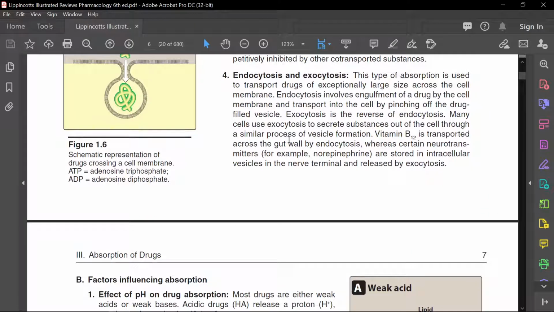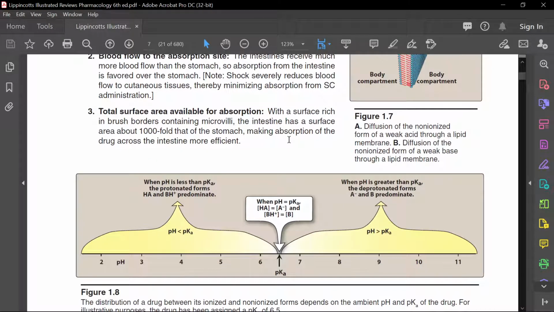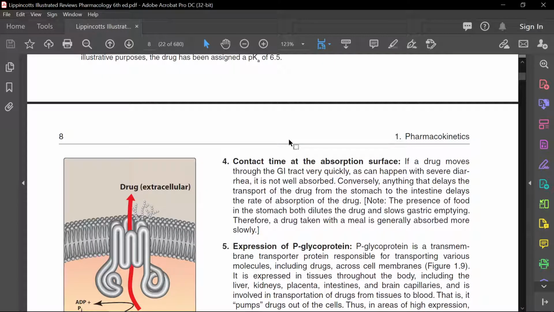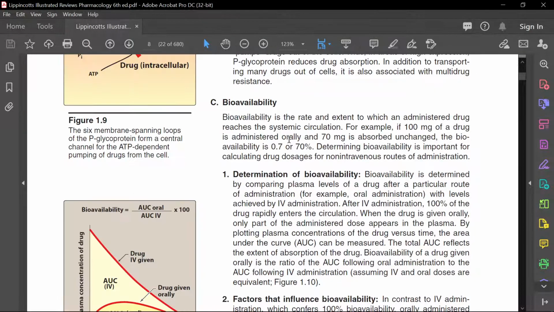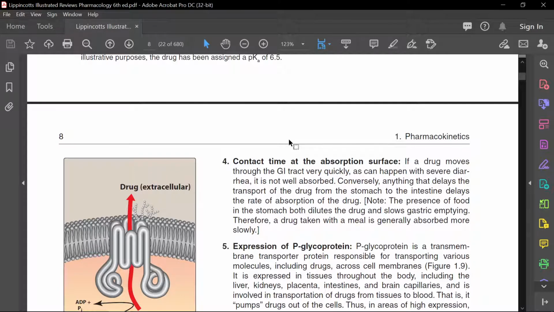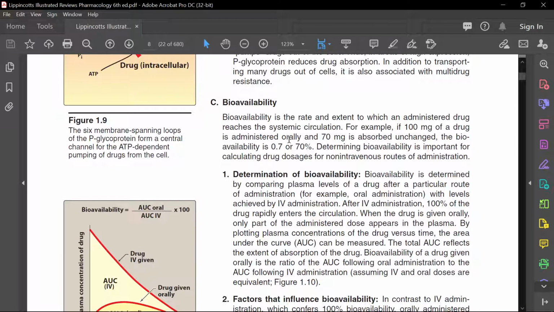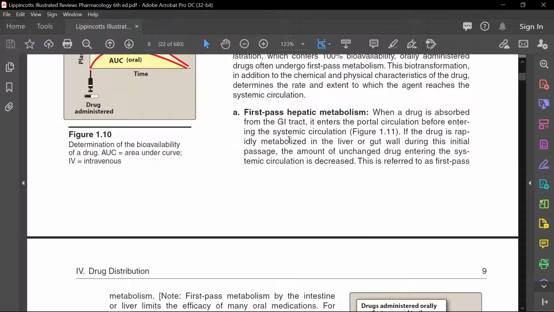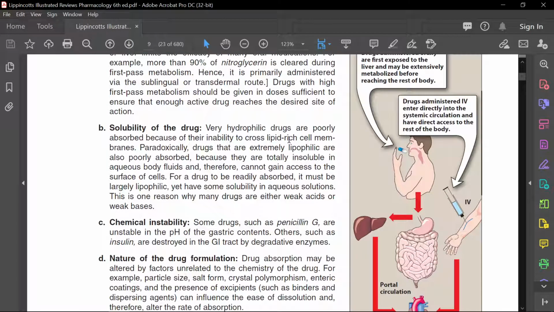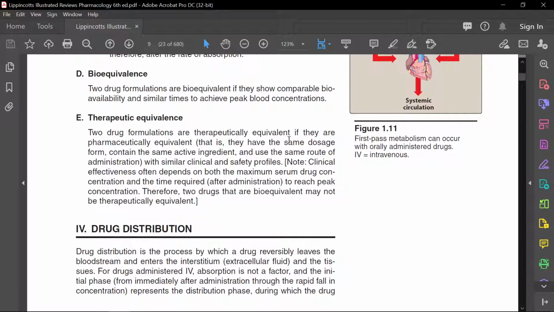Then the next question is factors influencing absorption: the effect of pH, blood flow, and total surface area of absorption, as well as P-glycoprotein expression. Then the next question is bioavailability, how to determine bioavailability, and the factors that influence bioavailability, including first-pass hepatic metabolism, solubility of the drug, chemical instability, and the nature of the drug formulation. Then also, what is bioequivalence and what is therapeutic equivalence?